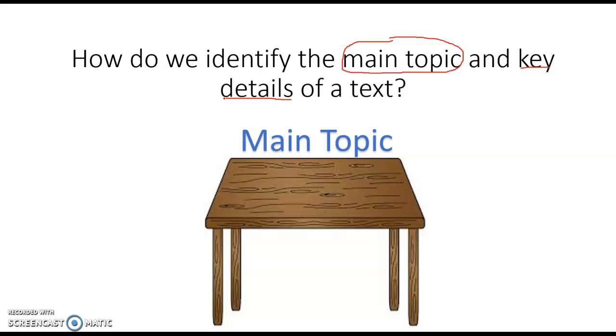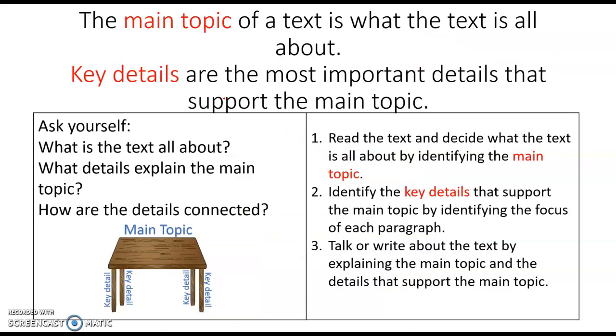I like to think about it like a table. So if the text is all about something, to learn more about it, we need details to support it. Well, legs support a table. Key details support the main topic. So the main topic of a text is what the text is all about. The key details are the most important details that support the main topic.